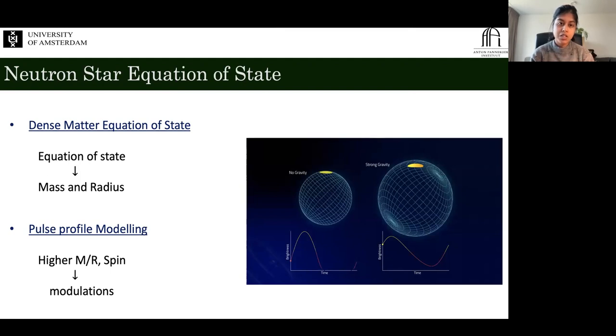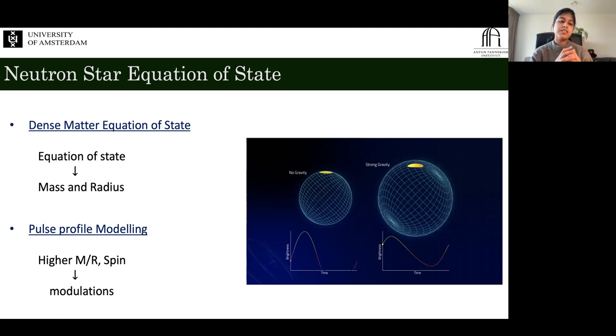Now, the dense matter equation of state maps directly to the mass and radius of the star via the stellar structure equations. If you can measure the mass and radius for a lot of neutron star sources, you can better constrain the neutron star equation of state. One of the ways to do this, constraining mass and radius of neutron stars, is via pulse profile modeling.